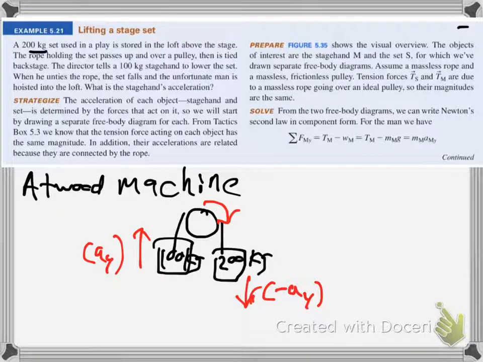To be consistent with their notation here, M is representing the person, so that is the 100 kilogram person, and S is the set. Looking at the forces here for the person, for M, our free body diagram is pretty simple. We have a large tension force and a relatively small mass.